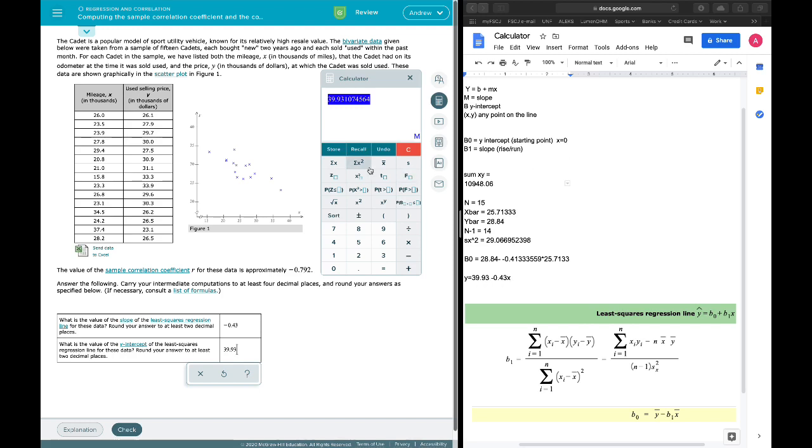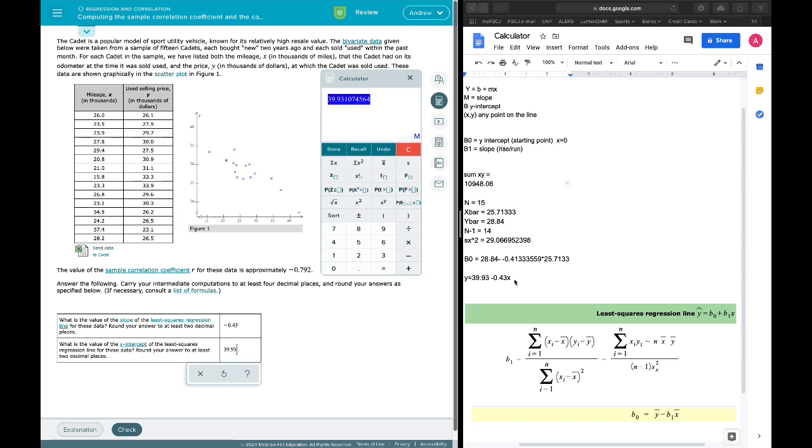That means if we have 0 miles, because x is mileage, if we have 0 miles on the car, we'd expect our used car to sell for almost $40,000. Remember, these are in thousands of dollars. So if 0 miles are on the car, we'd expect to sell for about $40,000. And since x is in thousands of miles, think rise over run for the slope, and we're going down because it's negative, so every 1,000 miles that we put on the car, it's actually going to lose about $4,300.